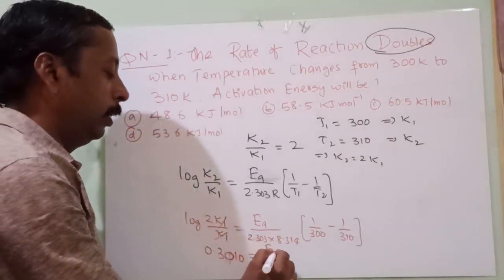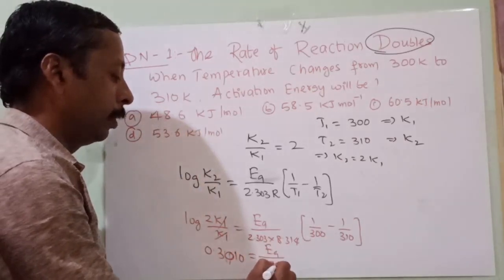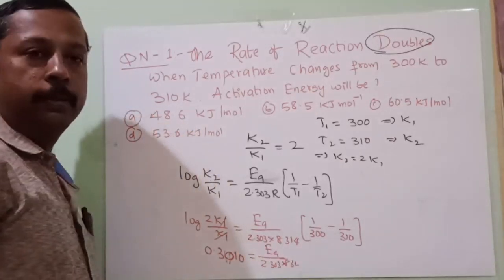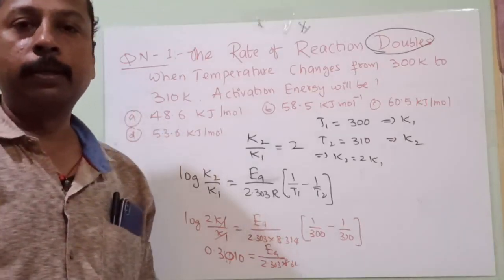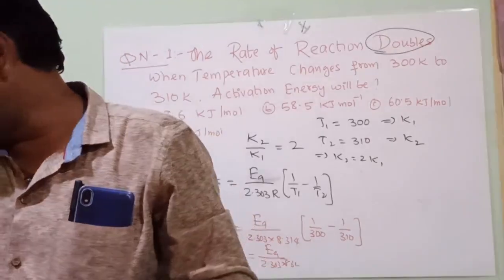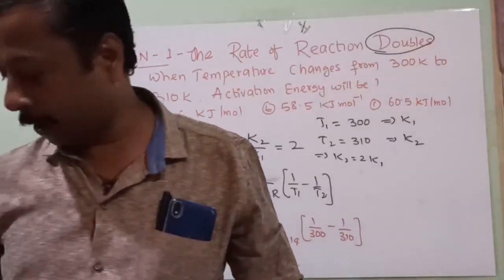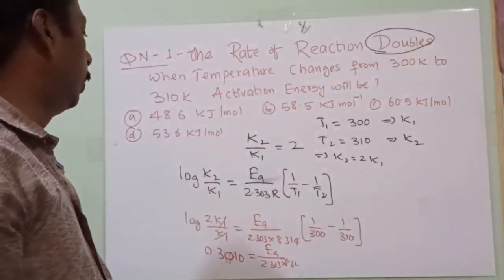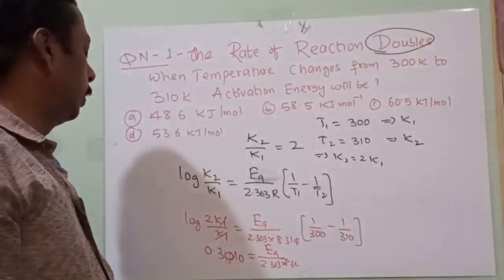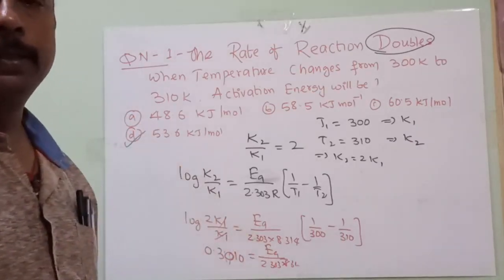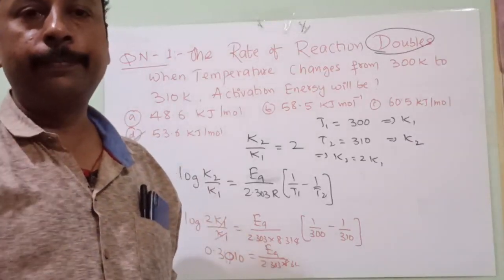0.3010 and EA by 2.303, 8.314, all these things you can calculate. Okay. So let's see what option you will get. And as I have solved, I have got it as 53.6. I have solved and how much did I get? 53.6 I got. Let's see what you will get. Is it understood? Okay.